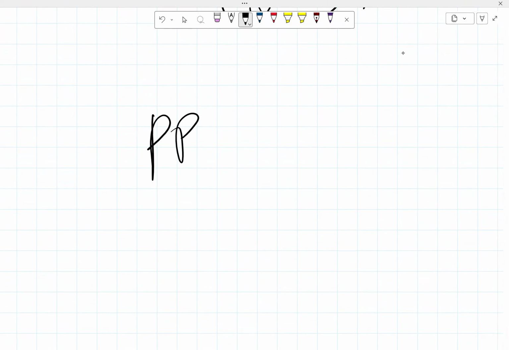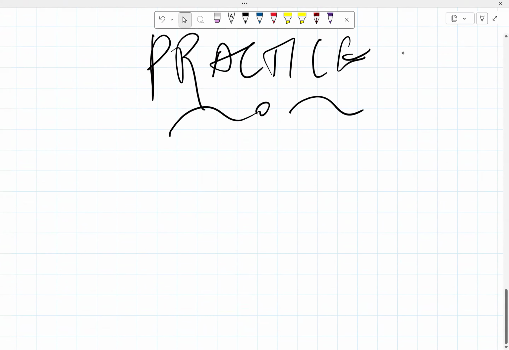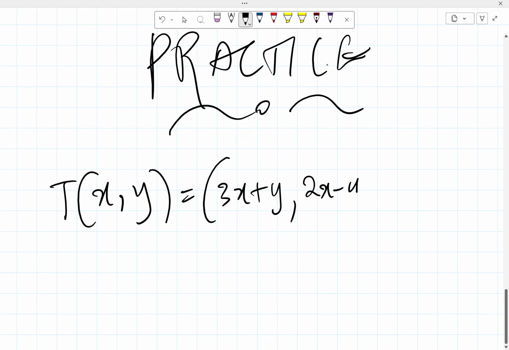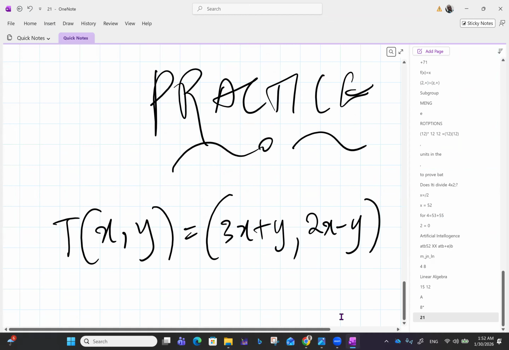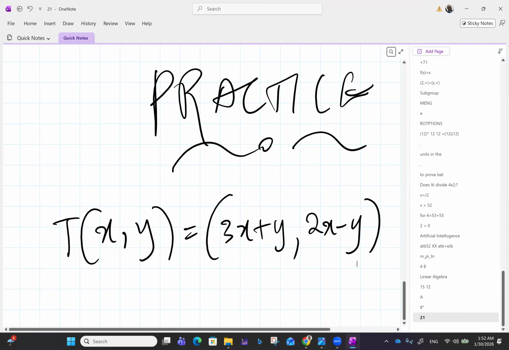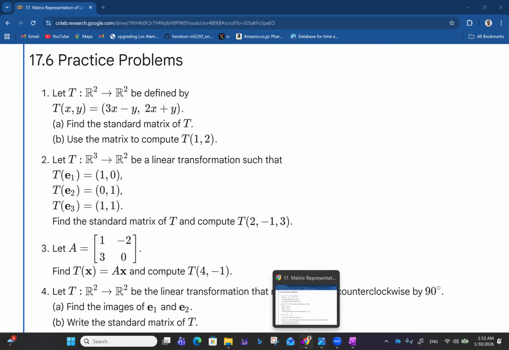So I'll practice now. T of (x, y) is equal to 3x minus y, 2x plus y. Let me be sure about that. 3x minus y, 2x plus y. Okay, 3x minus y, 2x plus y.